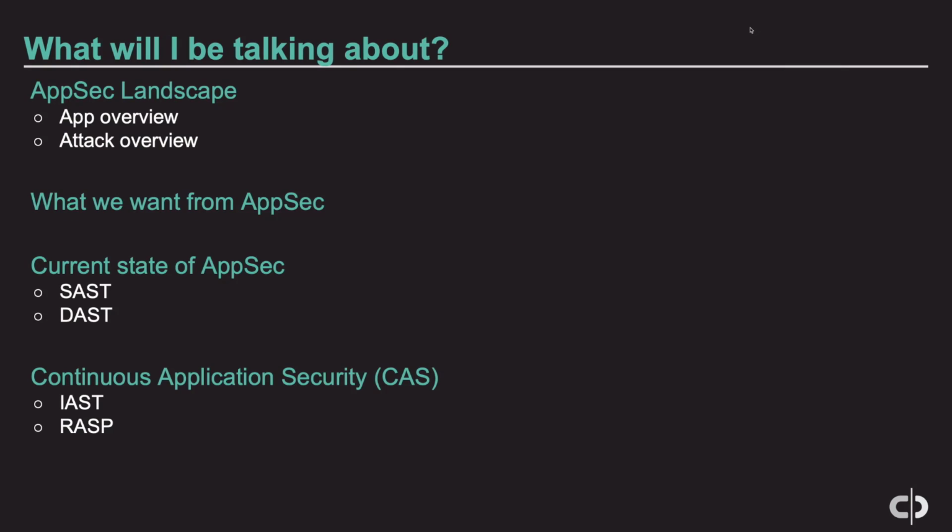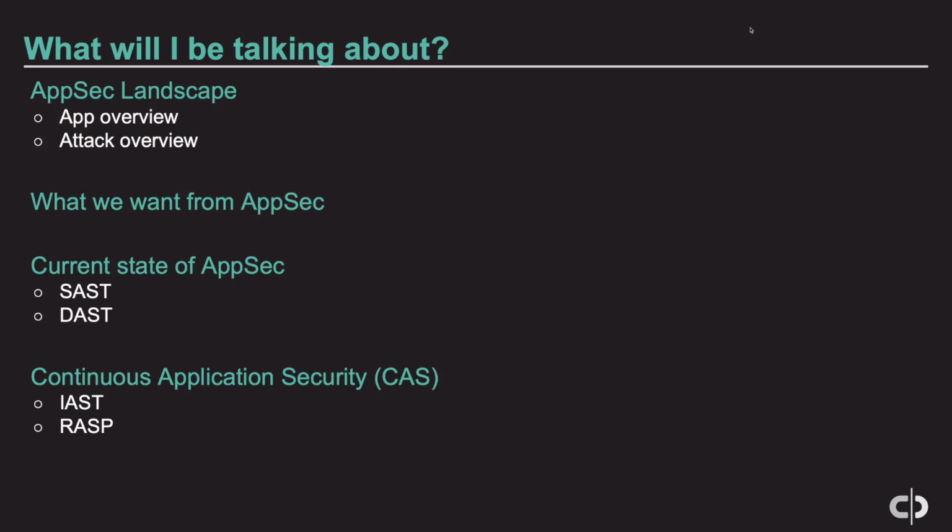So, before jumping into continuous application security and what it is, I will try to set the stage for what the AppSec landscape looks like today, with an overview of what the average applications look like, as well as the attack landscape that threatens them. We'll go into a brief look at what we want from application security, from which we can assess the effectiveness of the different types of security tools.